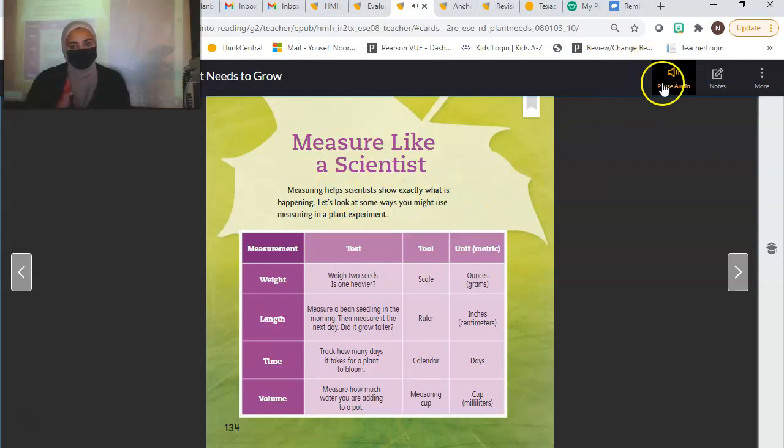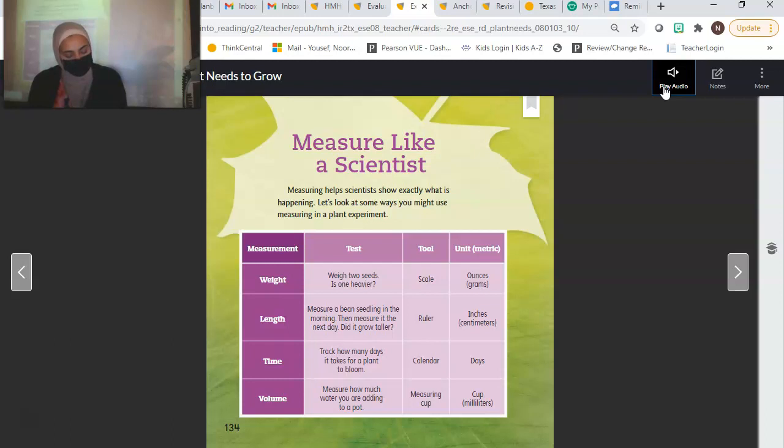Measurement: length. Test. Okay, I think I can read this part. Why is the information in the chart helpful? What does it show us? It shows how we can use measuring in a plant experiment.